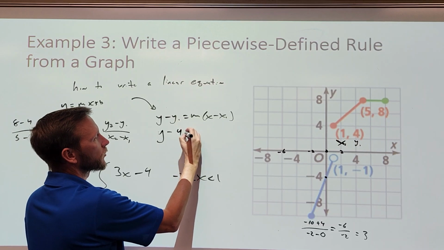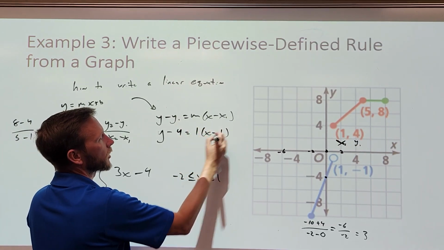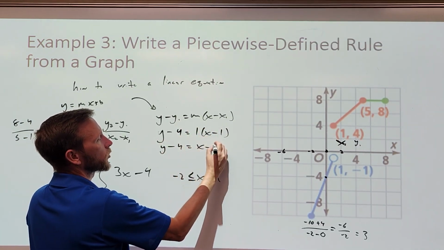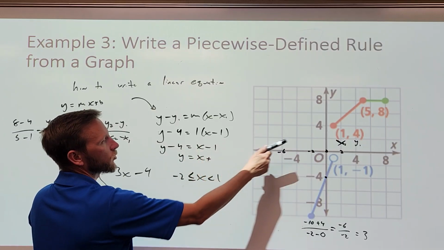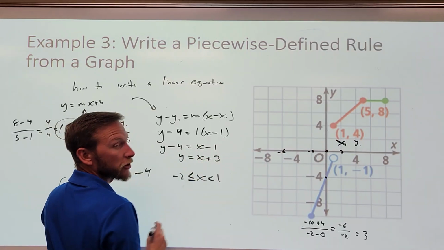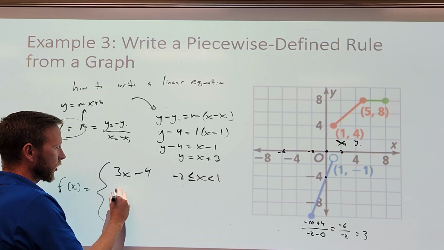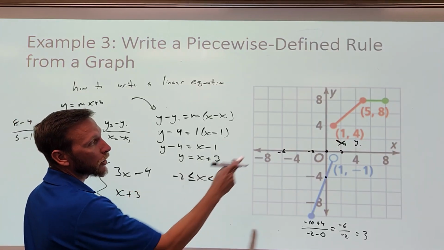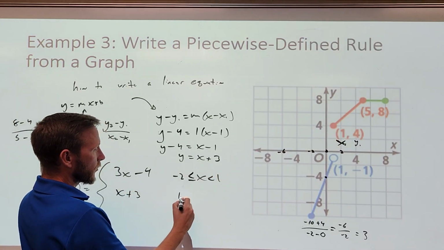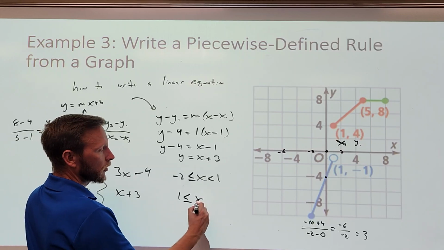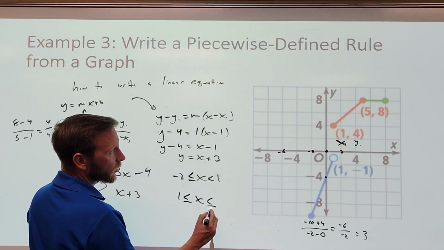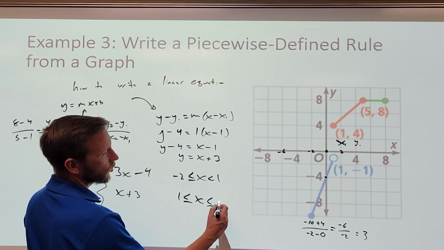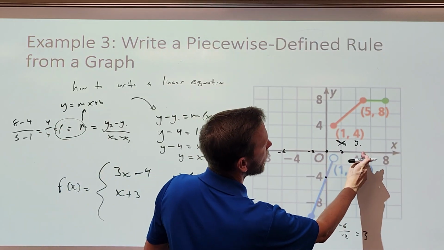So y minus 4 is equal to 1 times x minus 1, or y minus 4 equals x minus 1, y equals x plus, what did I say the y-intercept was? At 0, 3. So y equals x plus 3, but only from x is +1 included, and included with x is equal to 5.